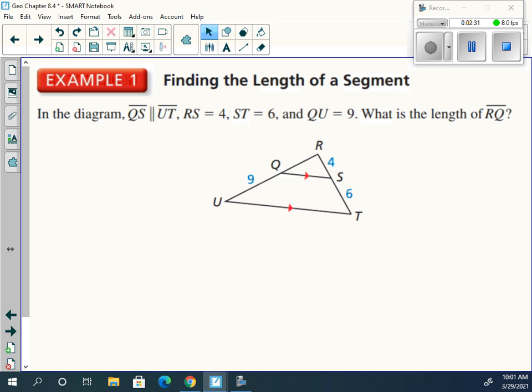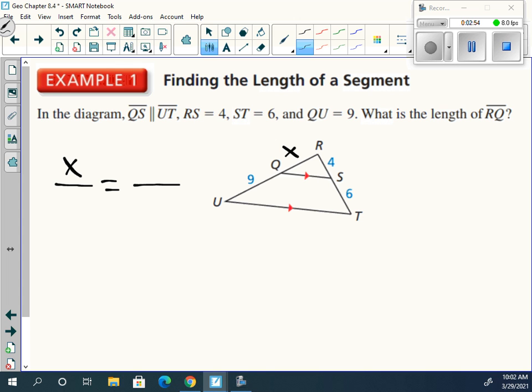In the diagram, QS is parallel to UT. RS is 4. ST is 6. QU is 9. What is the length of RQ? We can use this proportionality to solve for QR. Because QR's length, X, over 4, is going to be the same as 9 over 6, going left to right, left to right.